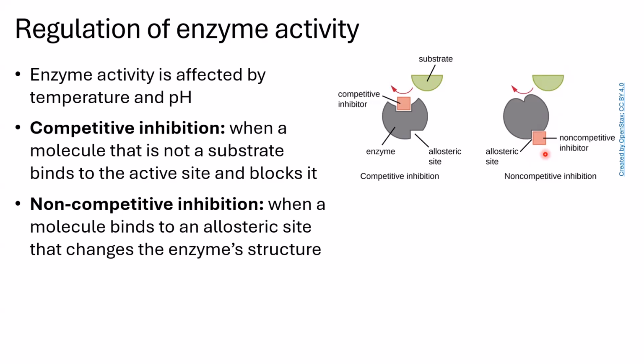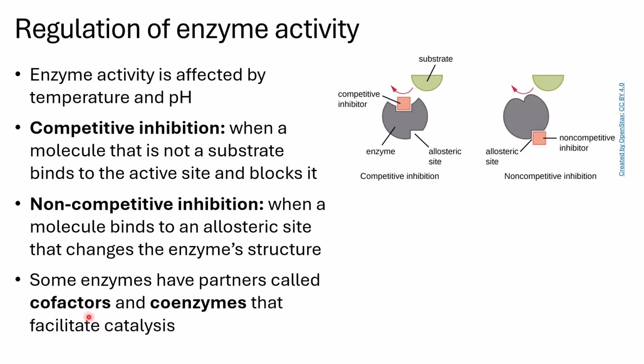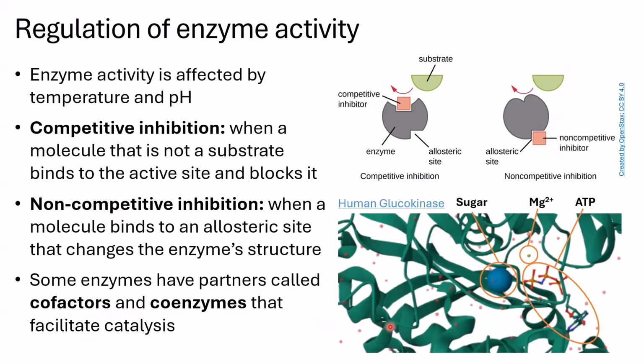Enzyme activity is also affected by the presence of cofactors and coenzymes, which are partners that the enzymes work with to perform metabolic reactions. Cofactors are often metallic ions. This image shows a close-up of glucokinase, which is something that uses ATP to add a phosphate group onto a glucose. This little green ball here is magnesium, and almost all enzymes that use ATP in some way need magnesium to help stabilize the reactions.